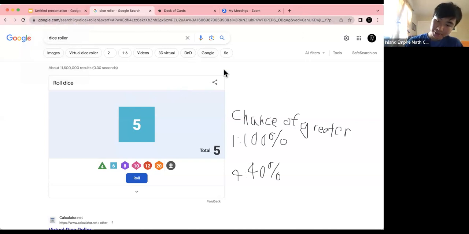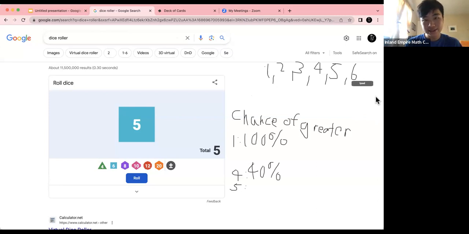Okay, so if it's a 5, then all we need to do is simply look at the possibilities. So there's a possibility of being 1, 2. Jasper says that it is 50%. That is a good guess, because, well, it's a 5. But if we look at the actual possibilities themselves, that is how we can actually figure out the chance.